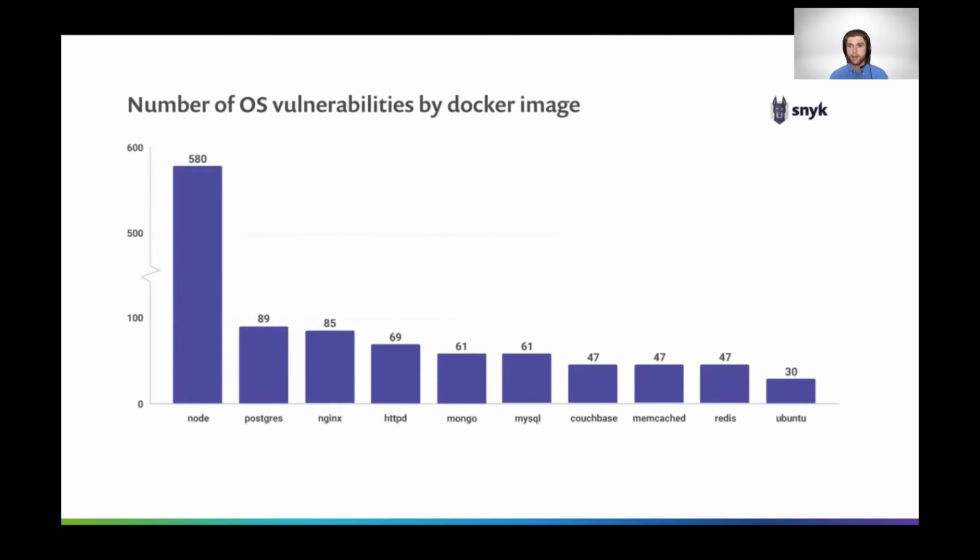And so here we have a nice graphic provided by the folks at Snyk that shows us some OS vulnerabilities in popular Docker images. So these are vulnerabilities in that OS layer that probably could be fixed if you rebuilt your image.